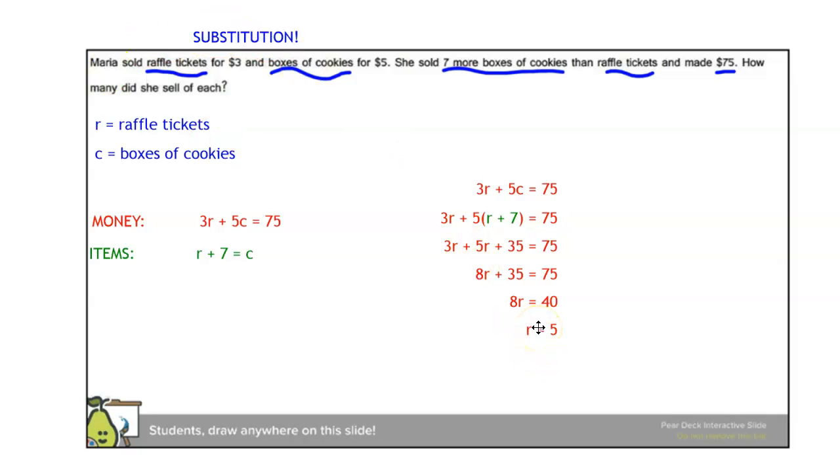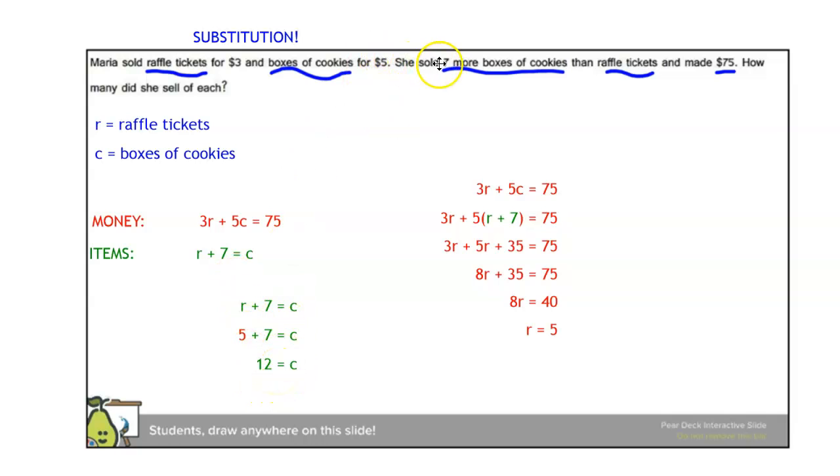Not that many, actually. So if she sold 5 raffle tickets, how many boxes of cookies did she sell? Well, we know that R plus 7 is equal to C, so we can apply this equation to try to figure that out. Here, a very simple substitution. 5 goes in for R, and then I solve and get 12 equals C.